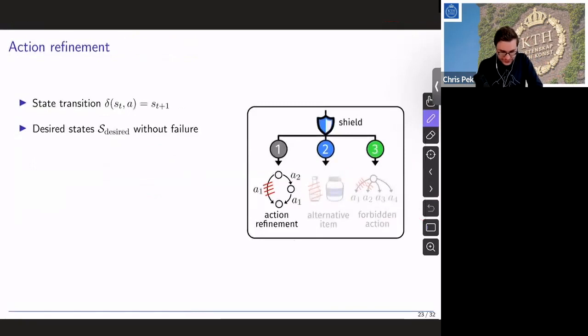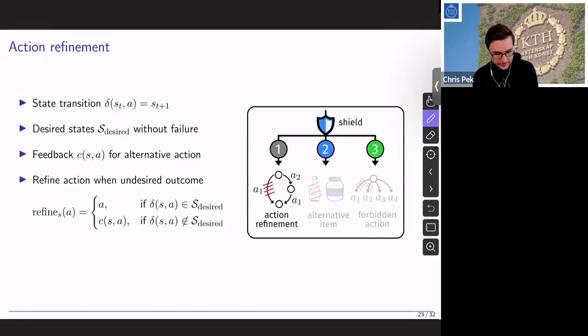The first shield that we talk about today is action refinement. We first introduced the state transition function delta, which takes in the state at the current time t and the action the agent wants to execute, and we obtain the next subsequent state at t+1. We have a set of desired states. That is the set of states the agent can have without the failure state that it encountered. So we know it needs to remain in that set so that we don't have a failure.